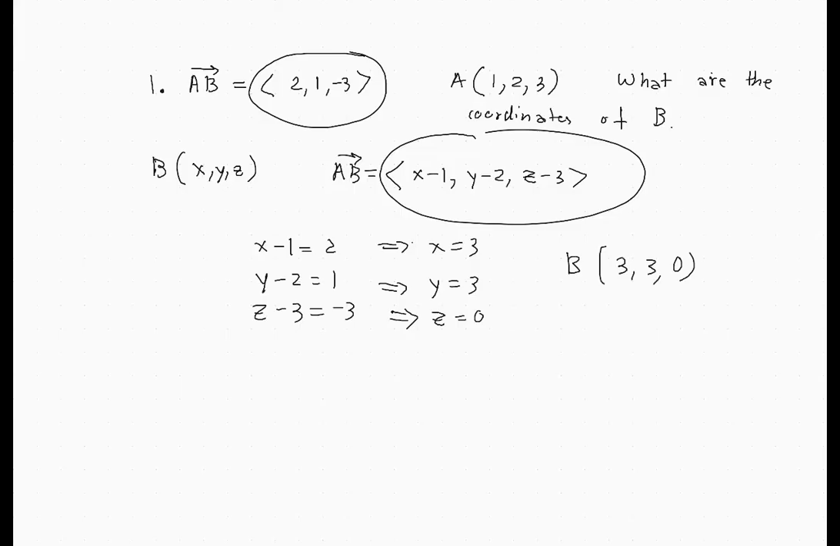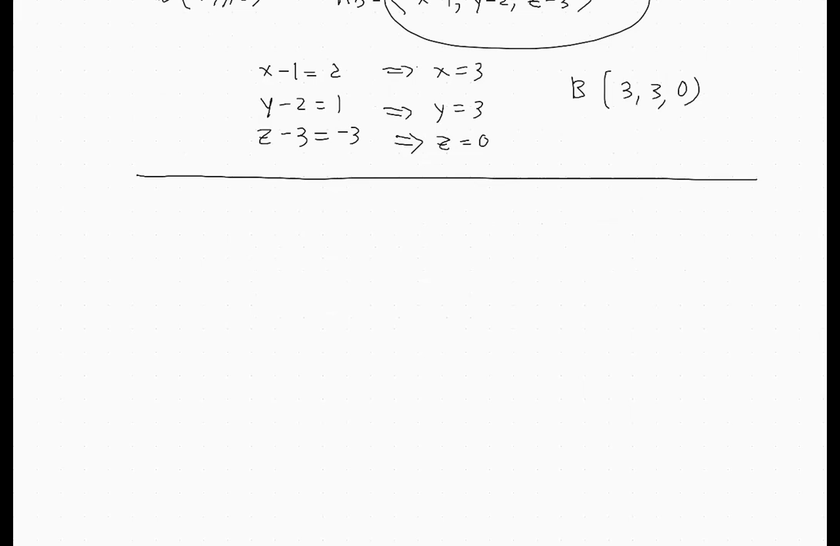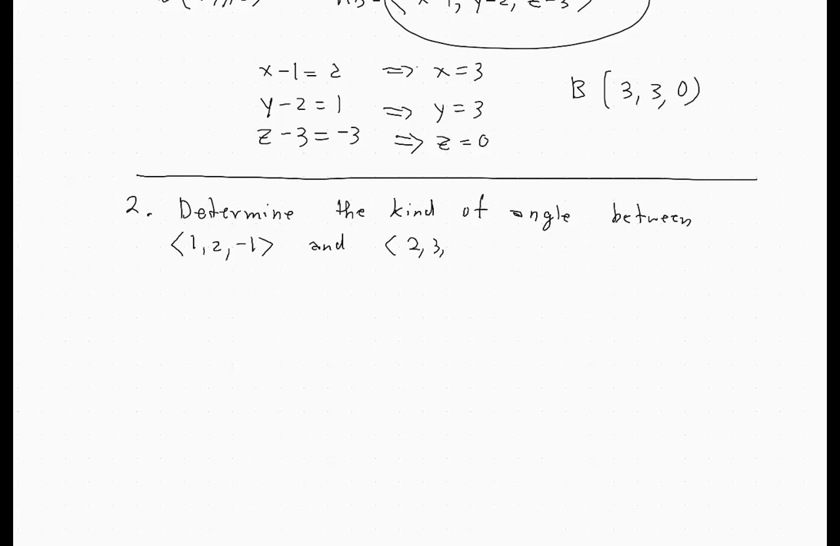In the next problem, we want to determine the kind of angle between the vectors 1, 2, negative 1, and 2, 3, 1. So is it right? Is it obtuse or is it acute? And how do we know that?